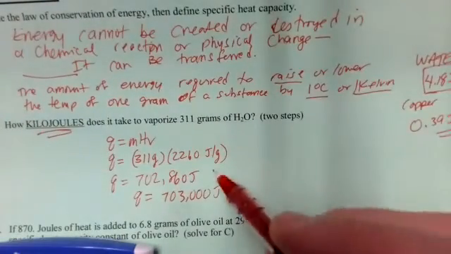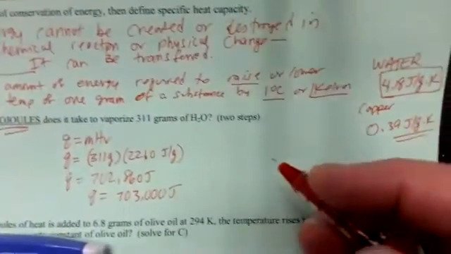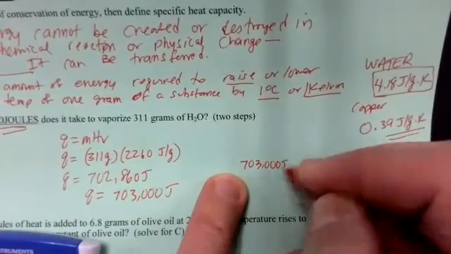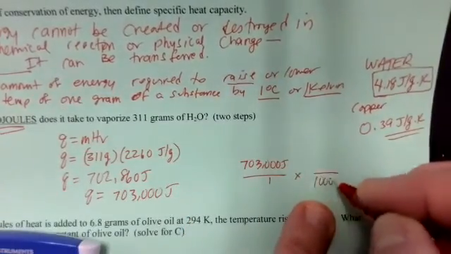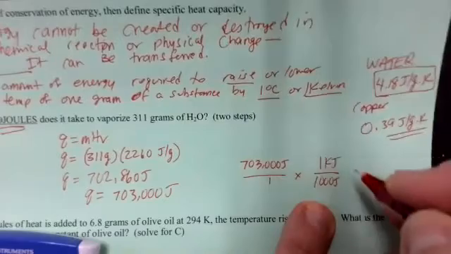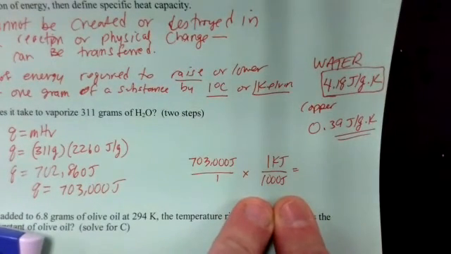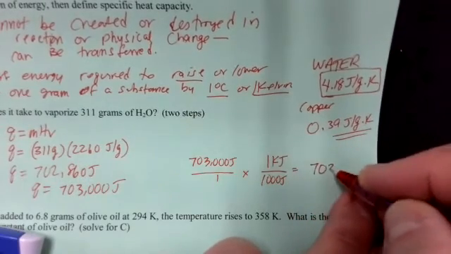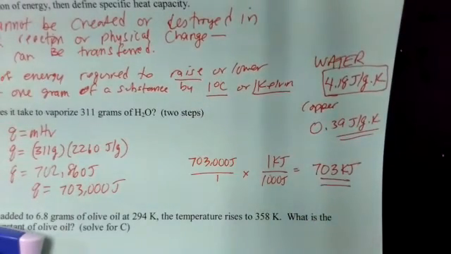But this is joules, and the question says kilojoules. So the next thing we have to do is this, 703,000 joules over 1 times there's 1,000 joules in 1 kilojoule. How did I know that? Because the number kilojoule means 1,000 of the little ones. This is going to equal 703 kJ. That's the answer for that.